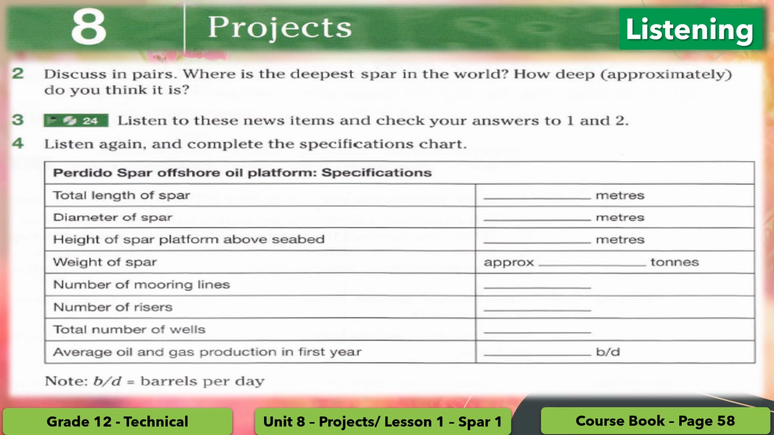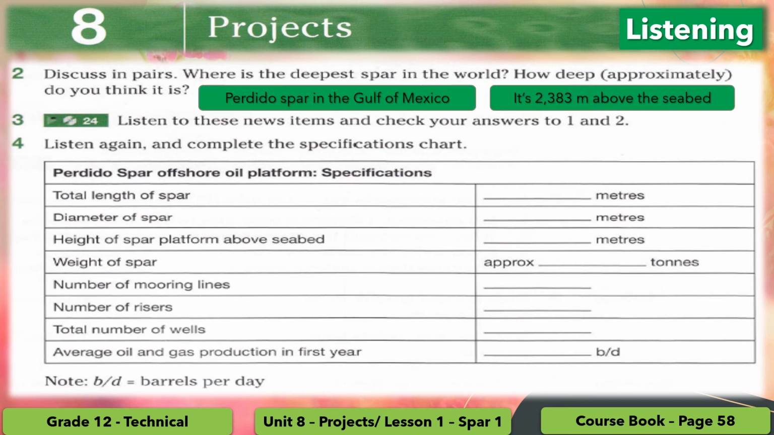Now, dear students, let's check your answers to the listening part again. Now, the total length of Spar is 170 meters. Second part, the diameter of Spar is 36 meters. Third part, the height of Spar platform above seabed is 2,383 meters.